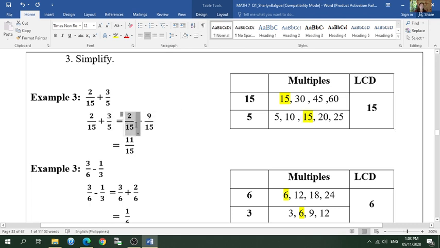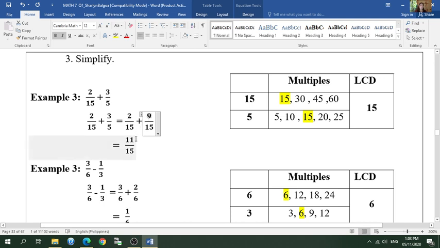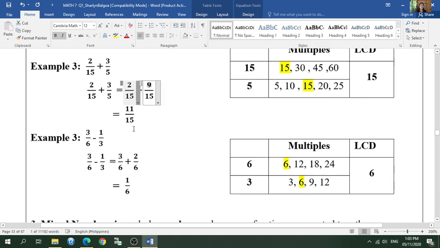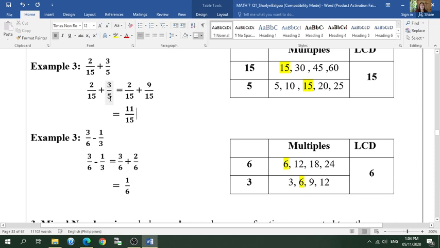Okay? So over 15 over 15. Paano naman nakuha yung 2 at saka 9? Okay? So doon sa ating video na na-upload ko kahapon, in order to get the new numerator, you're going to divide the new denominator by the previous or old denominator. So 15 divided by 15 is 1. The result 1 will be multiplied by the old numerator. So 1 times 2 is 2, kaya nakuha doon yung 2. Doon naman sa 3 over 5, 15 divided by 5 is 3.